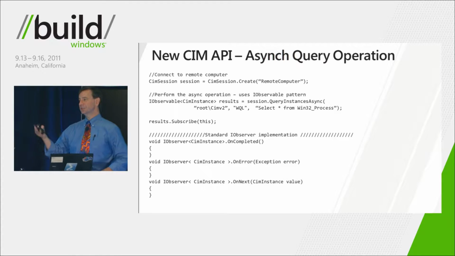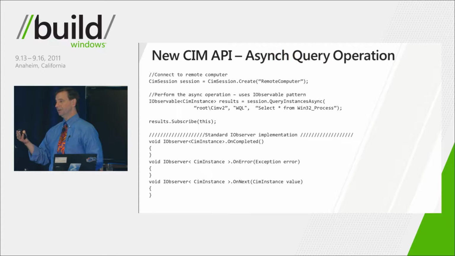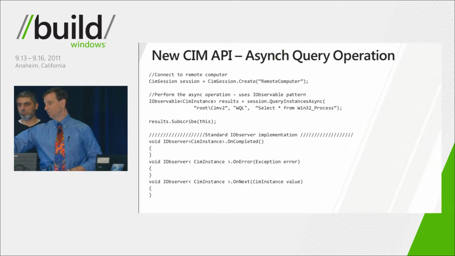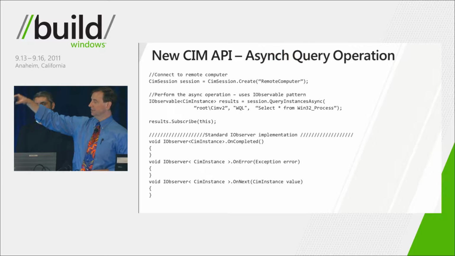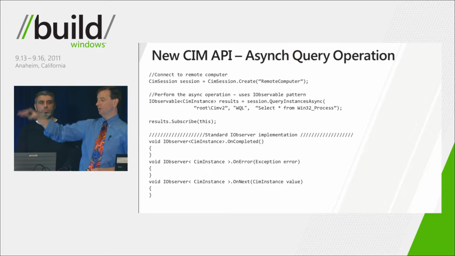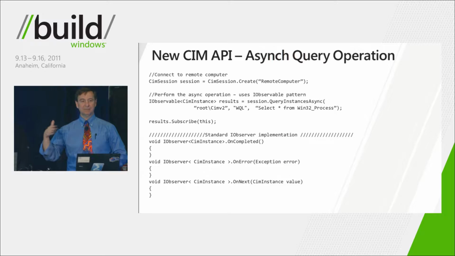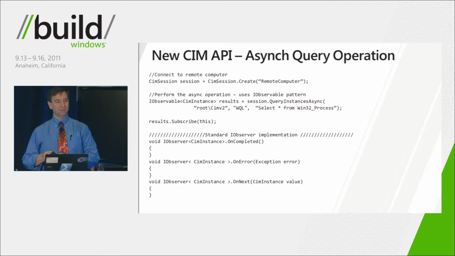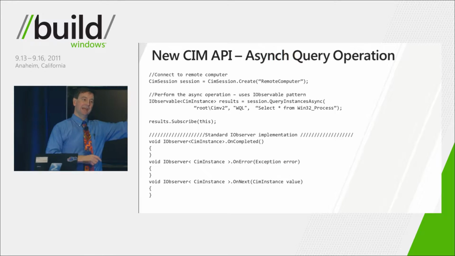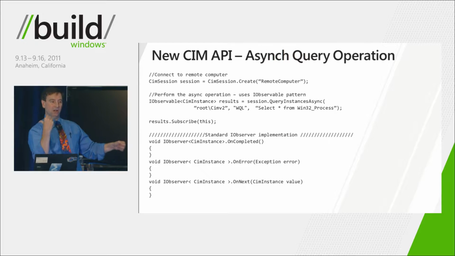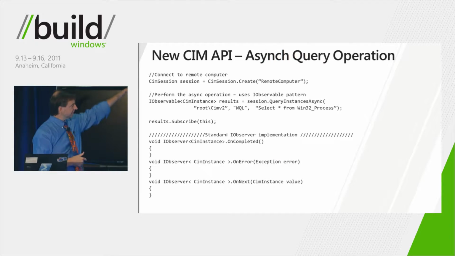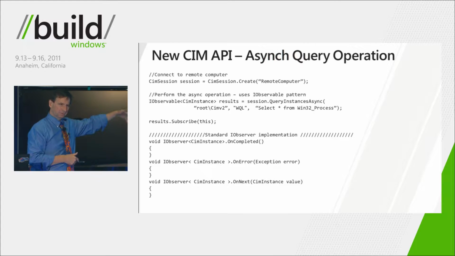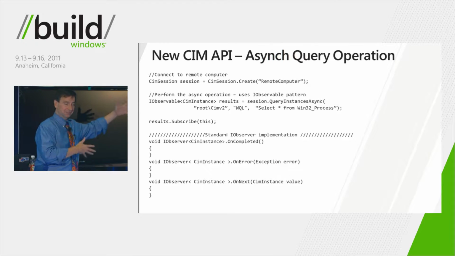And then we have this observable pattern, which says that for results, you subscribe to this, and then you have three methods: OnCompleted, OnError, and OnNext. And that asynchronous query will go out and grab all the objects, and as it gets an object, it will call the OnNext, and you can operate on it. Now, this is actually pretty simple code. You'll code it and you'll find out it's really easy to produce.